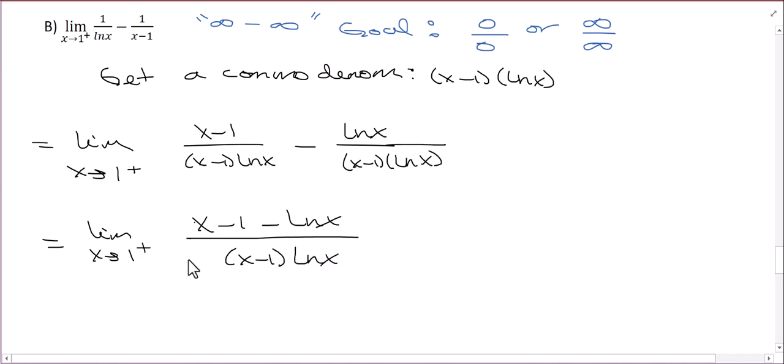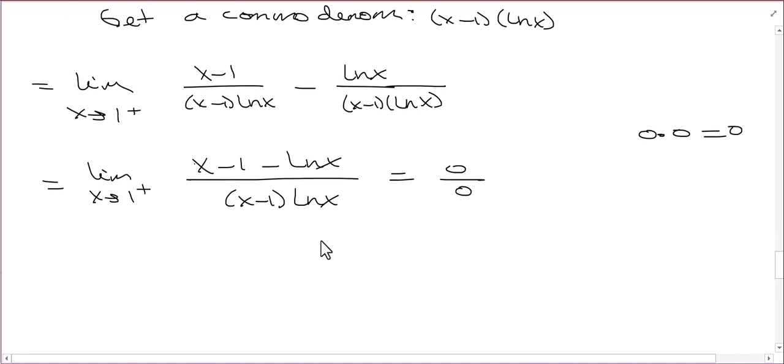All right, now what happens when I plug in 1? So plug in 1, so you'll have 1 minus 1, which is 0, minus the ln of 1, which is 0. So we'll have 0 on the numerator, and then 1 minus 1 is 0, times 0 is 0. Now 0 times 0, that's not an indeterminate form, that's 0. So now that means we can use L'Hopital's rule. So now I'm going to put my little L there because I am applying L'Hopital's.